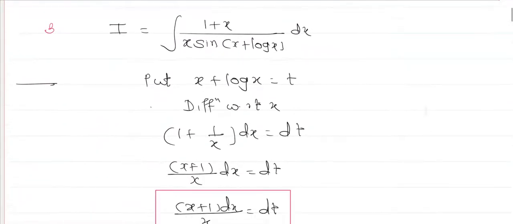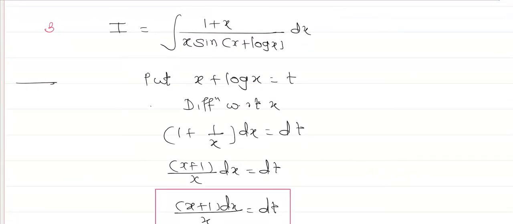Now our next problem, number 3. I is equal to the integral of (1 plus x) upon x sin(x plus log x) dx. Again very interesting. What is the function now here? Here it is x plus log of x. This is the function that we will define here, that is x plus log of x is equal to t. Now what is the derivative of x? It is 1. What is the derivative of log of x? It is 1 upon x. Bracket complete, into dx is equal to dt.